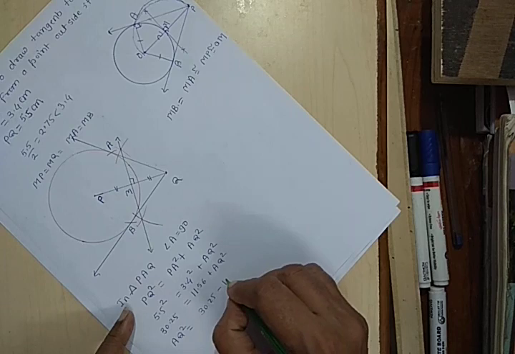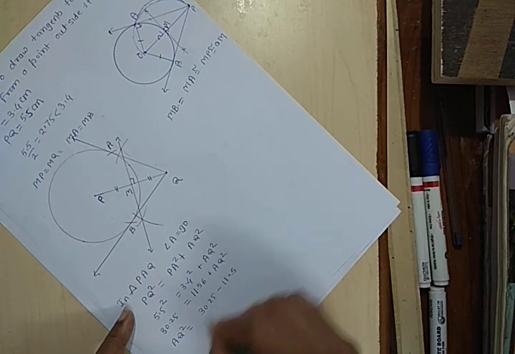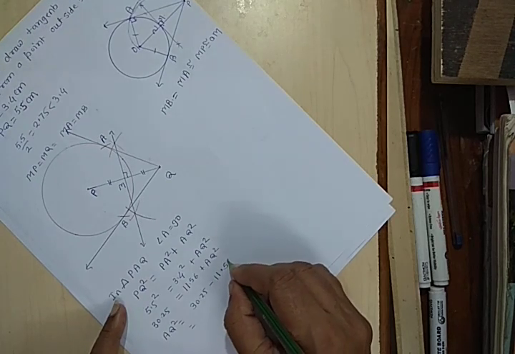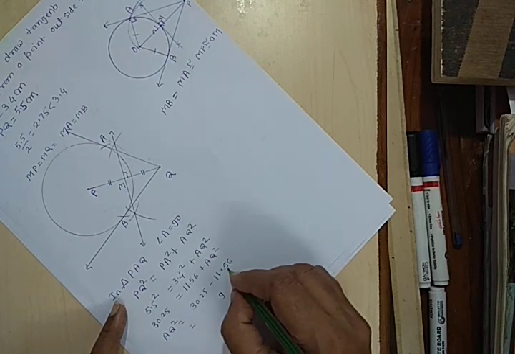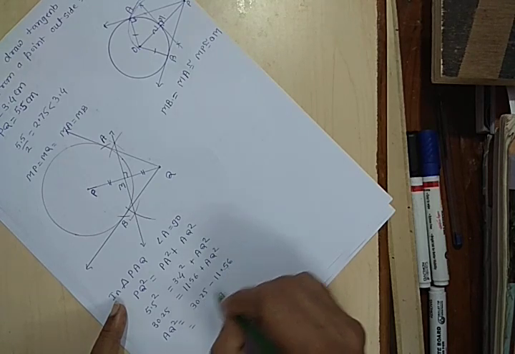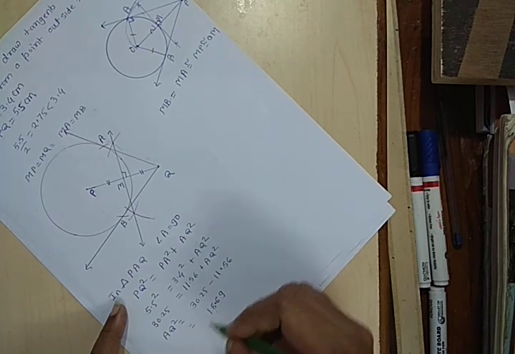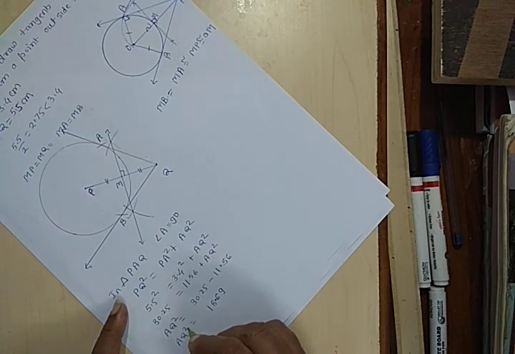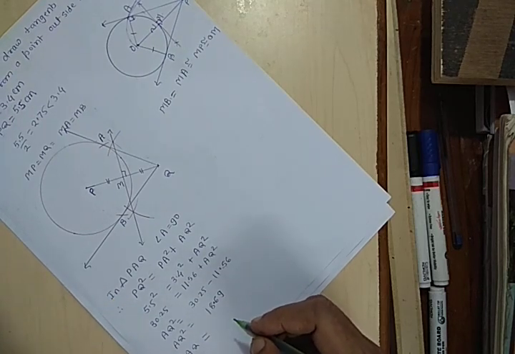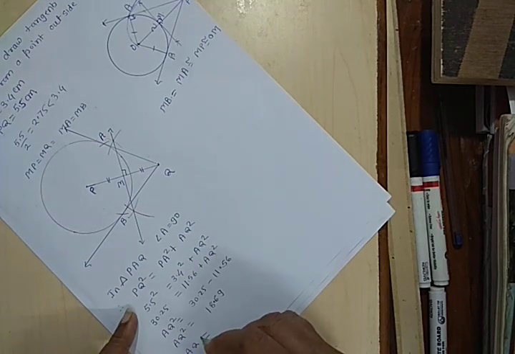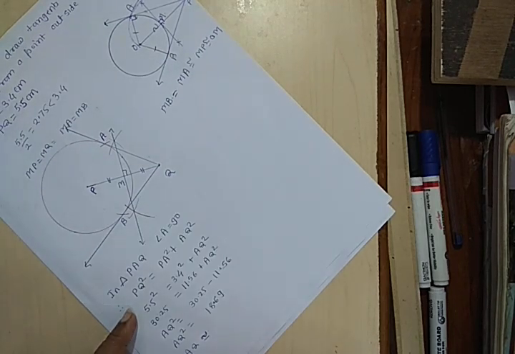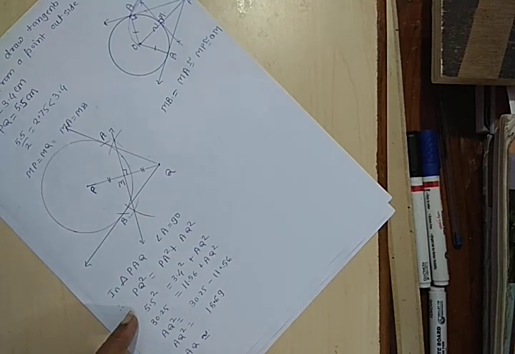AQ square is equal to 30.25 minus 11.56, that is equal to 18.69. AQ square is 18.69, that is AQ is equal to the square root of 18.69. What is the square root of 18.69? It is nearly, not exactly, 4.1.